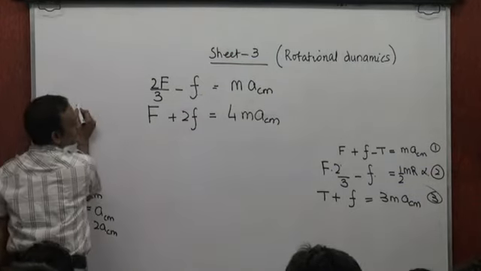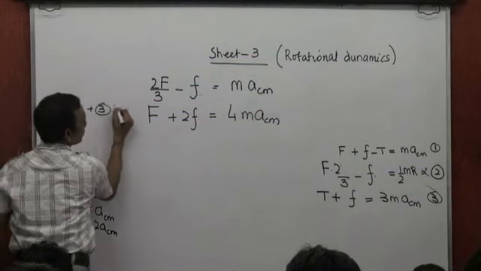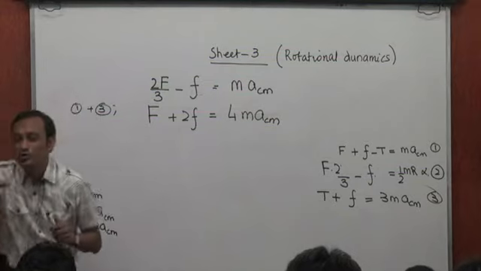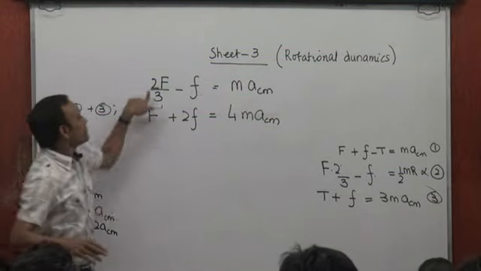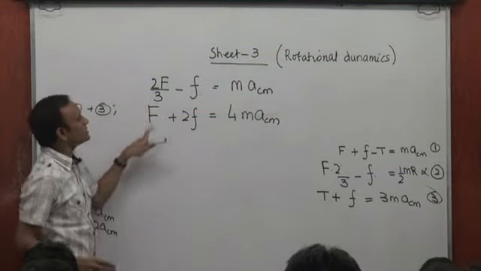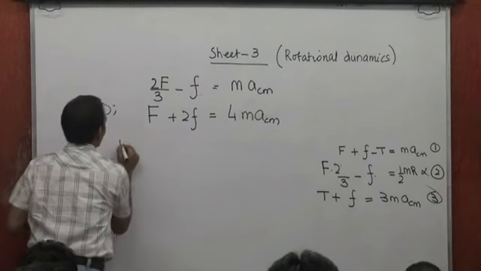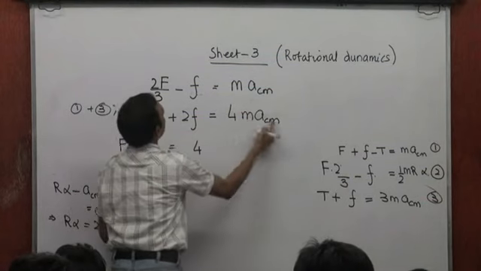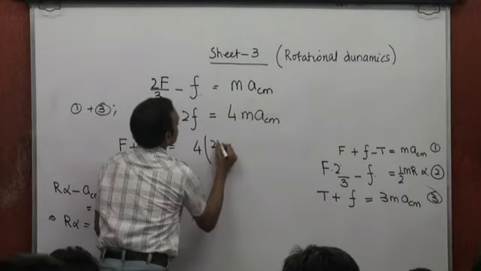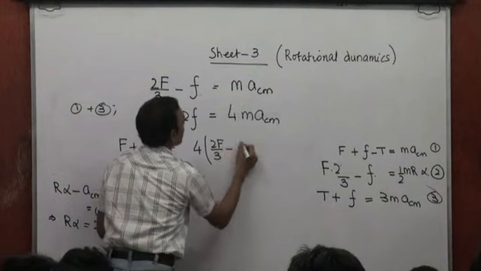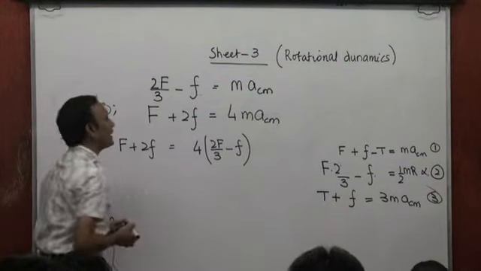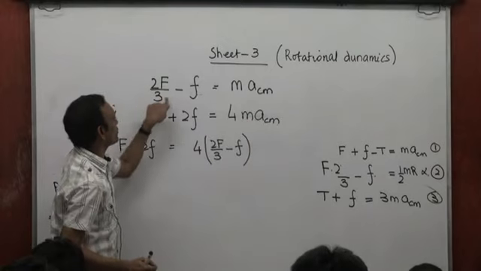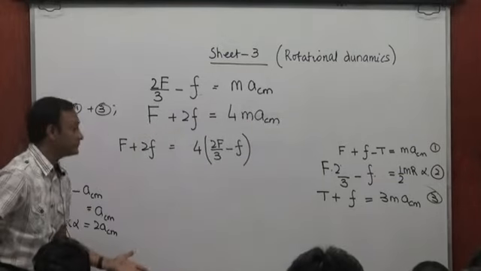This is adding 1 and 3. ACM also I don't need. I divide these two, or I can say F plus 2F is 4 times MACM. That means 4 times 2F by 3 minus F is what I get. F plus 2F is 4 times this number, but this number is 2F by 3 minus F. Clear?